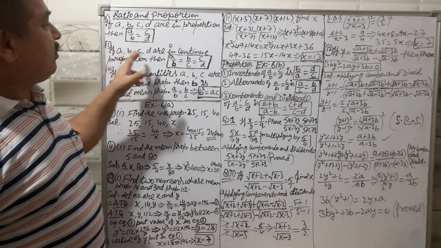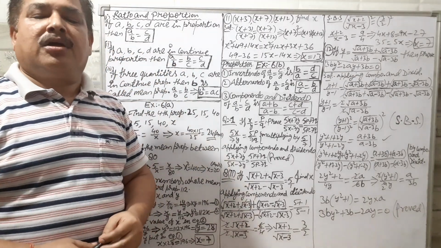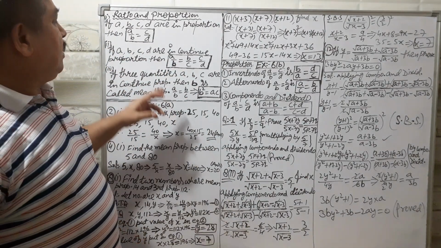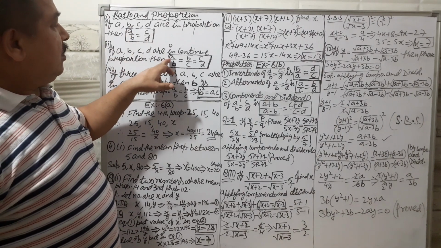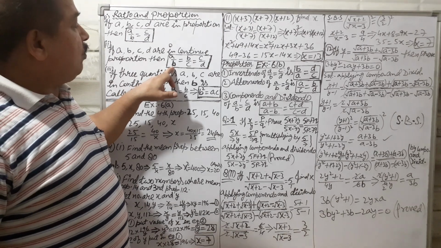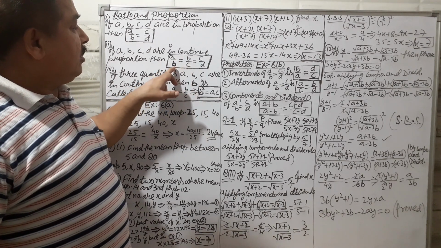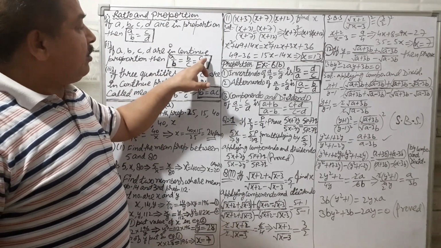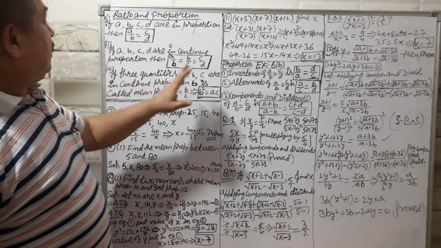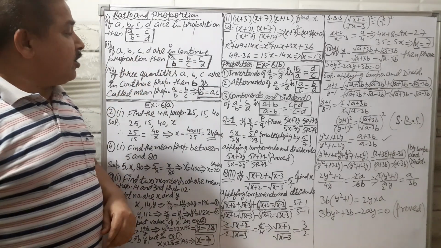Now see the second type of proportion, that is continued proportion. What is continued proportion? Again take the four quantities: first upon second is equal to second upon third. The second will be repeated over here, and similarly this third quantity will repeat over here. So see, this is continued proportion.